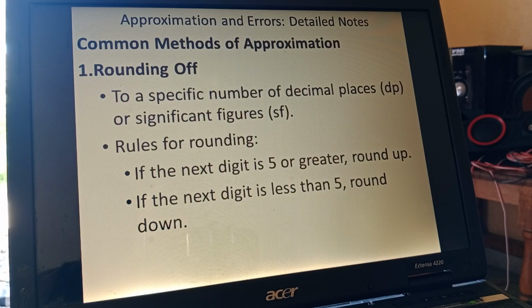Common methods of approximation. 1. Rounding off to a specific number of decimal places or significant figures. Rules for rounding off: if the next digit is 5 or greater, round up. If the next digit is less than 5, round down.